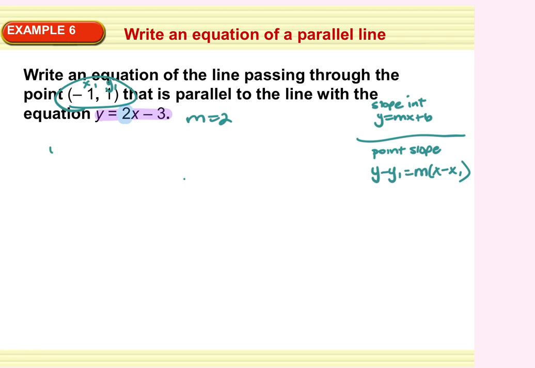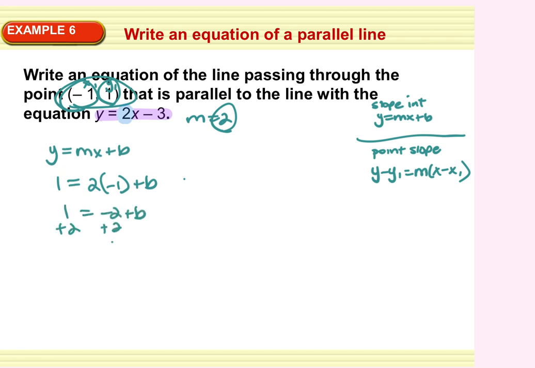The first thing I would do is take my y = mx + b and plug in the y for the y. So 1 = the m, which is 2, times the x, which is -1, plus b. And I get 1 = -2 + b, add the 2, and b is 3. Then I plug back in the m and the b. So y = 2x + 3. That's one way to find it, using slope-intercept.